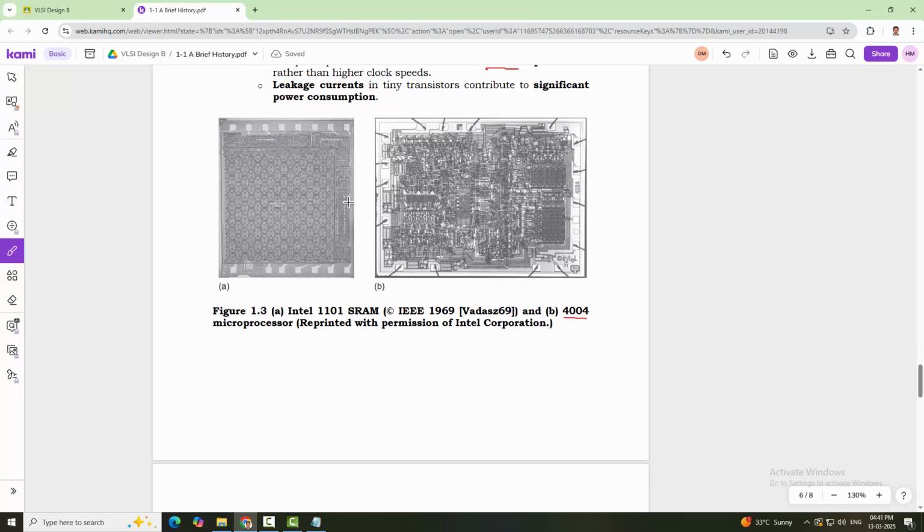And here we show two photographs. The first one is the Intel 1101 SRAM. This is the SRAM photograph. And following that we have a complete microprocessor, the 4004, which is a 4-bit microprocessor from Intel, and this does only 4-bit operations. And this photo was captured way back maybe in 1970 or so.